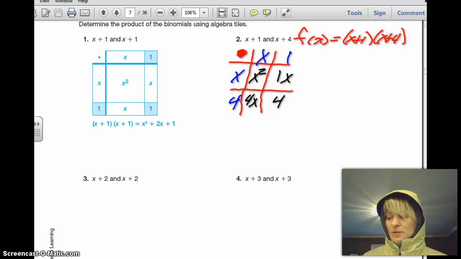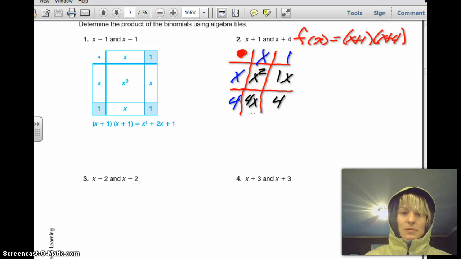Okay, and then just looking at this, see these are my answers here in these two boxes. Okay, so I'm going to rewrite my answer.